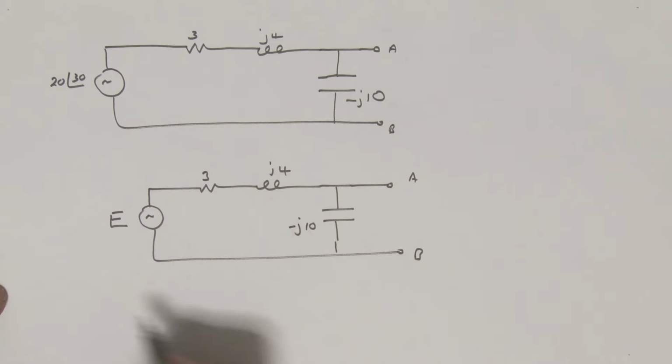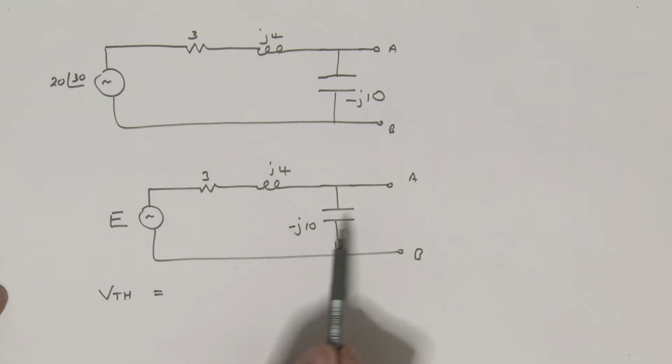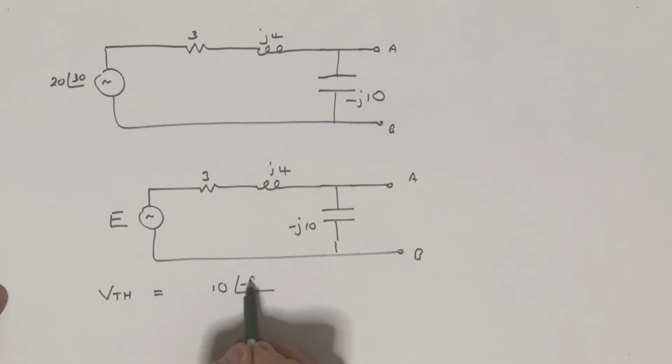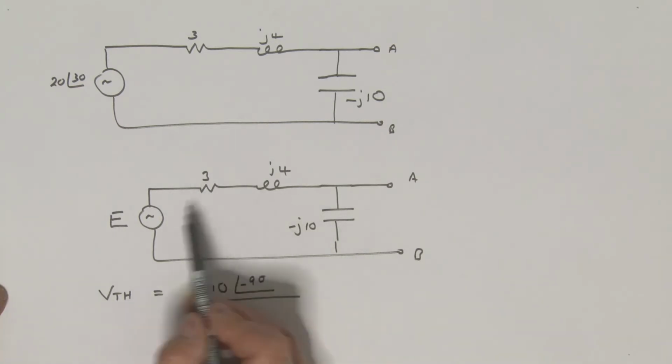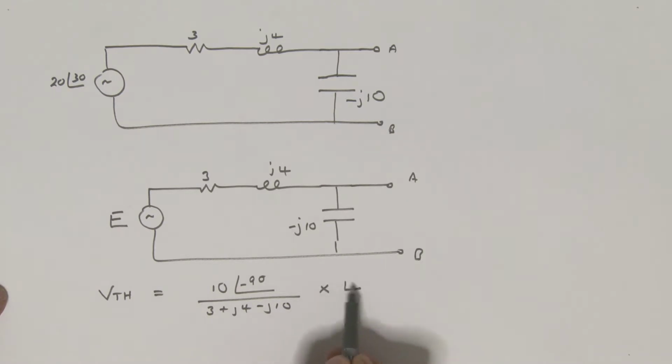All right, so let's go. The Thevenin voltage, V Thevenin, is what? Well, it's going to be a voltage divider, isn't it? And so it's going to be this guy here, which I'll write in polar: that's a 10 at an angle of minus 90, divided by the sum here, which is 3 plus j4 minus j10, multiplied by E, is it not?